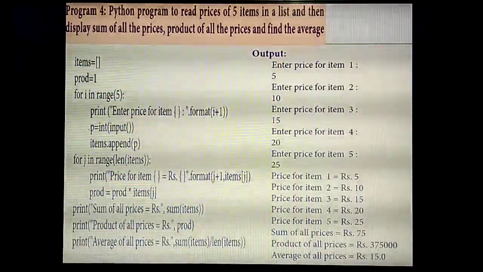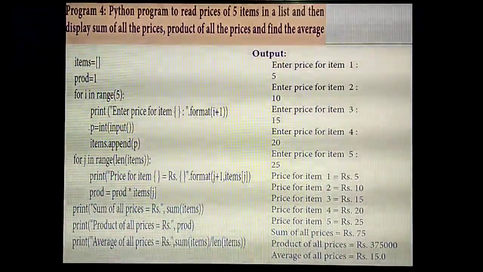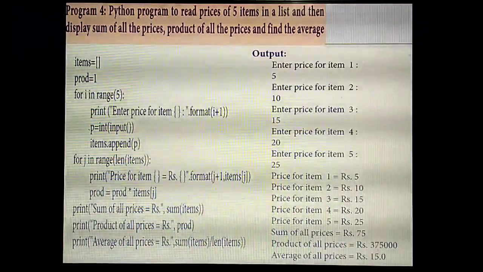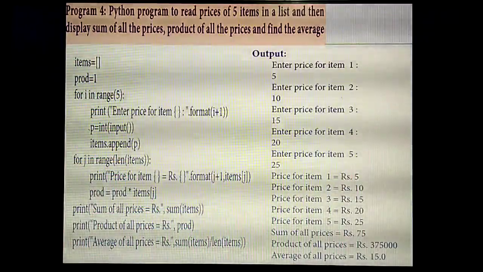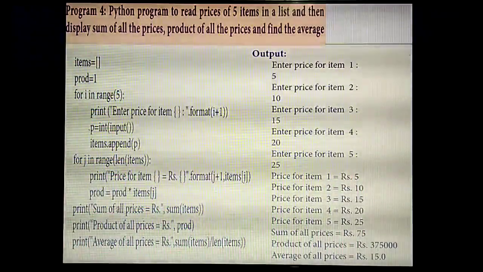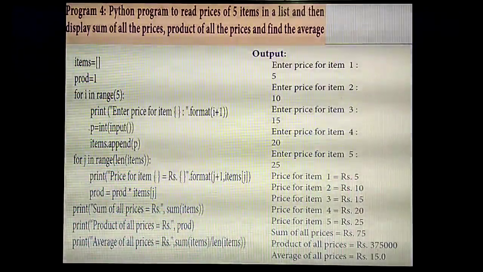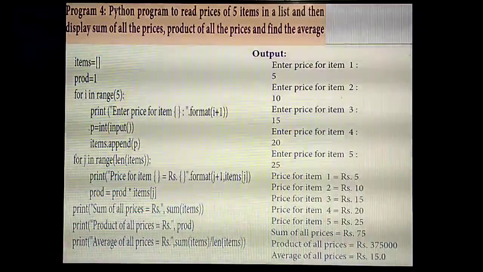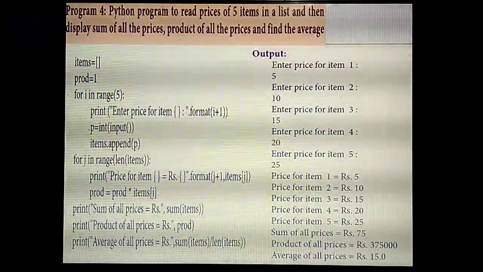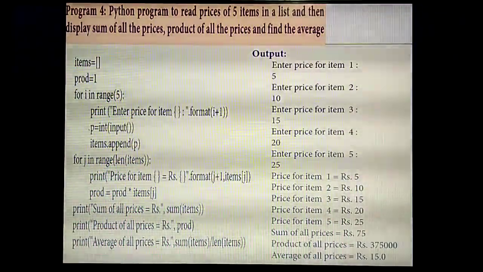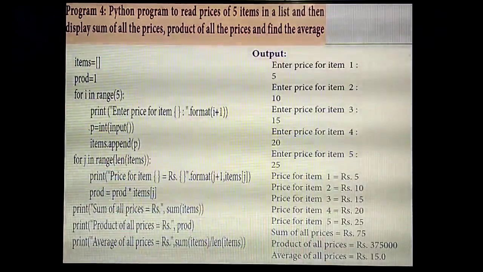For example, you are purchasing 5 items. For those 5 items, you need to display the prices, as well as the product for each item. That means the multiplication of the values, as well as you need to find the average of all prices. Average of how much you are going to purchase.